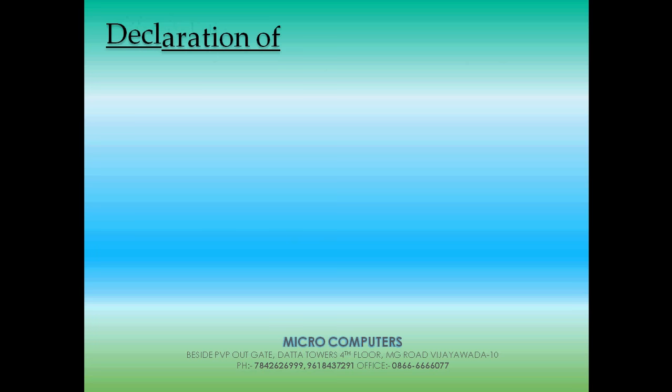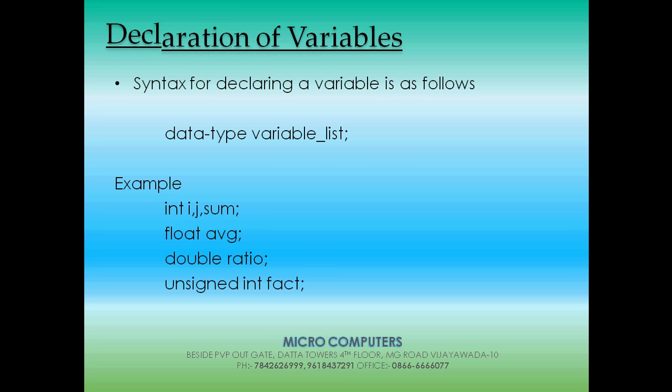Declaring a variable is to represent a memory location through symbols so that it can be easily identified. Let's see the syntax to declare a variable. Here we have data type space variable list. For example, we can write int i, j, sum, where data type is int and i, j, sum are all the variable list.